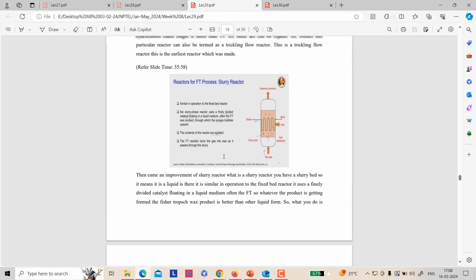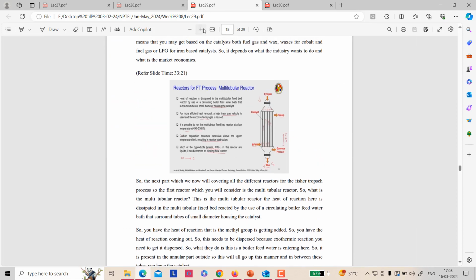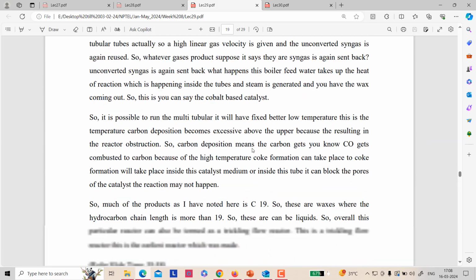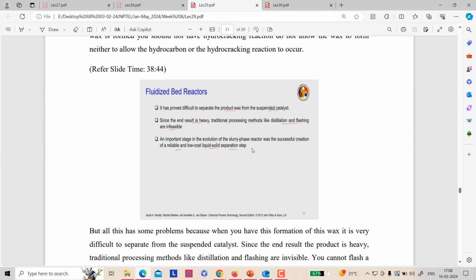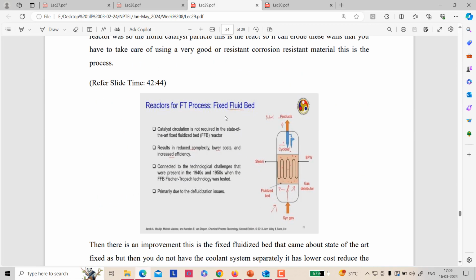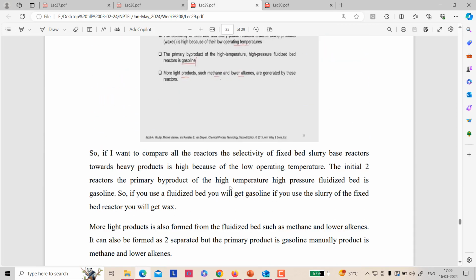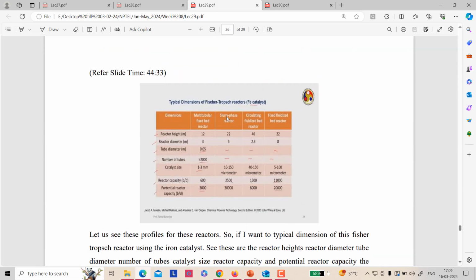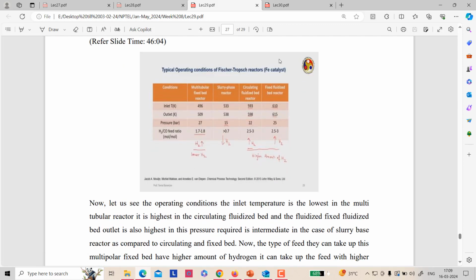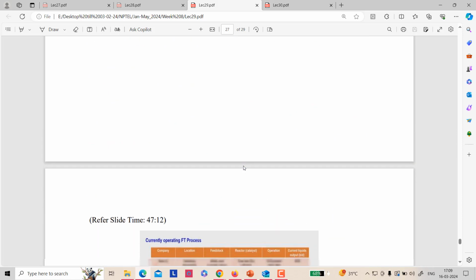And here also, in the FT process, there is the comparison between the different reactors involved in the Fischer-Tropsch process, that is the multitubular reactor, the slurry reactor, then the fluidized bed reactor, under which come the circulating fluidized bed and its features, and the fixed fluidized bed and its features. Okay, so everything is important here. There is a summary chart comparing the four reactors: the reactor height, diameter, tube diameter, number of tubes, catalyst size, capacity, then inlet temperature, outlet temperature, pressure, H2/CO feed ratio. Everything is compared between these four reactors used in the Fischer-Tropsch process. So you can check it and remember it because they are important.